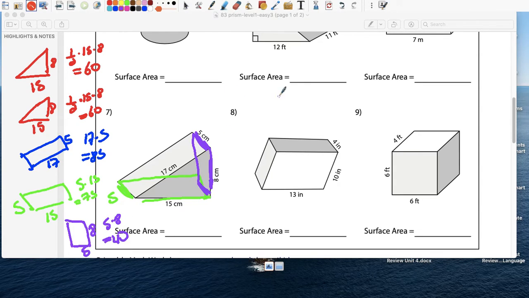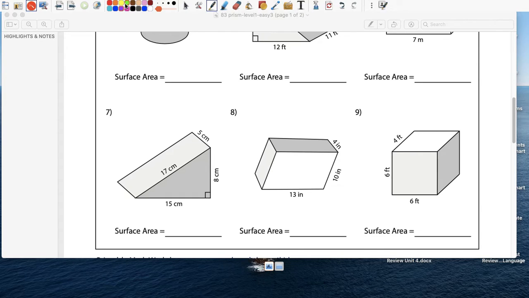So now we can do surface area. Surface area is 60 plus 60 plus 85 plus 75 plus 40. Put the equal sign there. 60 plus 60 plus 85 plus 75 plus 40. Enter. So the total surface area here is 320 centimeters squared.